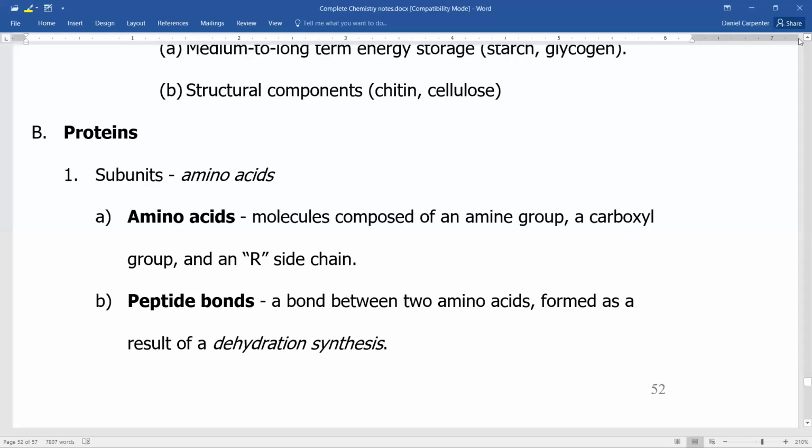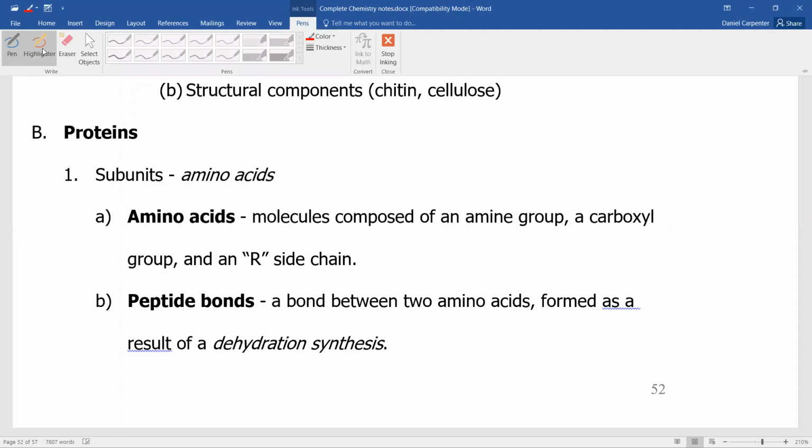Proteins are made out of approximately 20 different modules or subunits. Okay, there's one subunit. The subunit is amino acids.